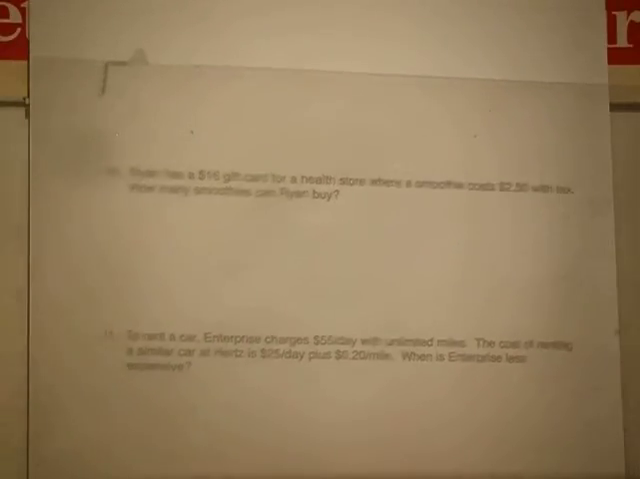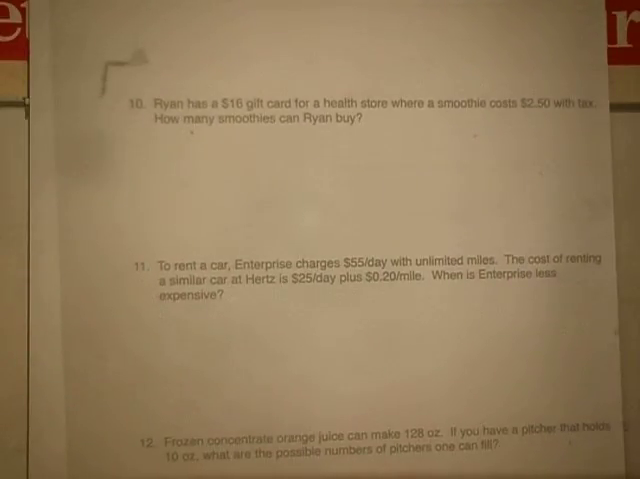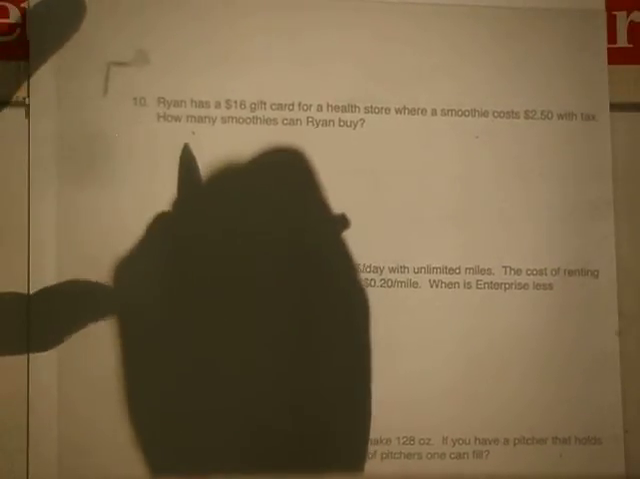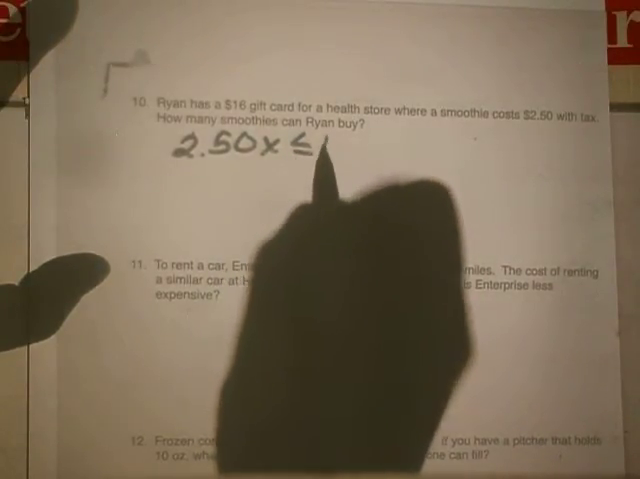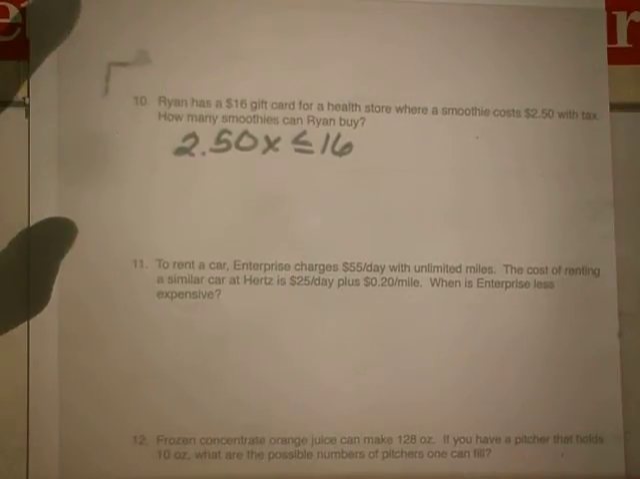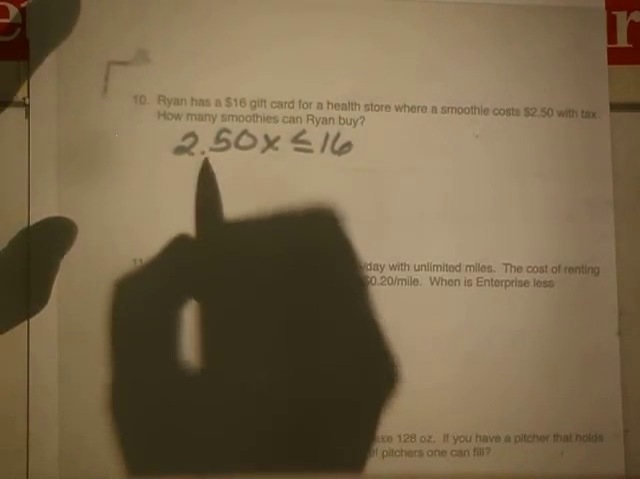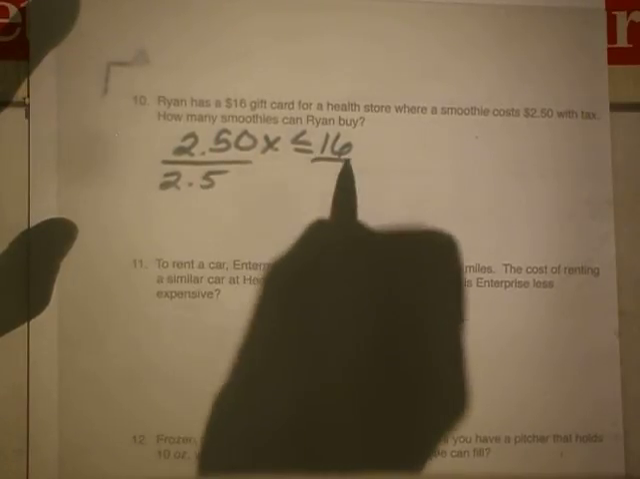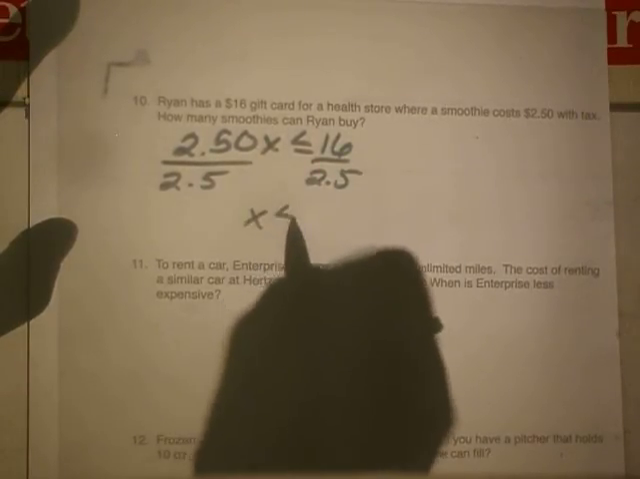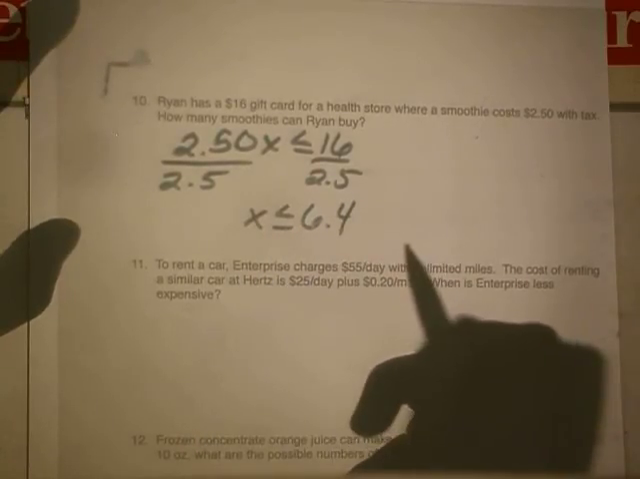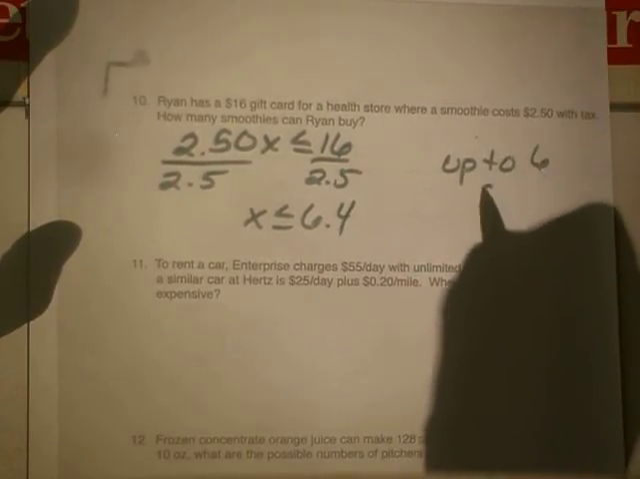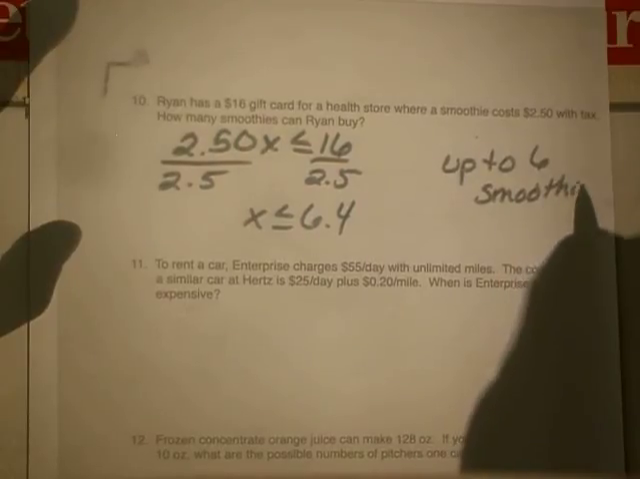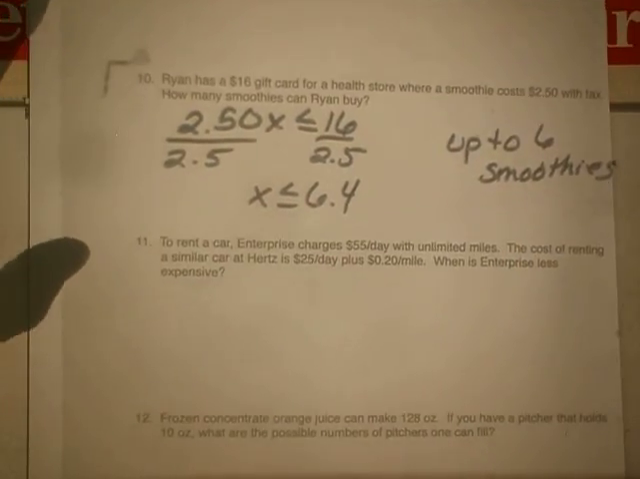The back side of our notes, Ryan has a $16 gift card for a health food store where smoothies are $2.50. How many smoothies can he buy? Our equation will be 2.50x has to be less than or equal to 16. He can spend all $16. When we divide, you have x is less than or equal to 6.4. He can't buy a fraction of a smoothie, so he can buy up to 6 smoothies. Number 11.